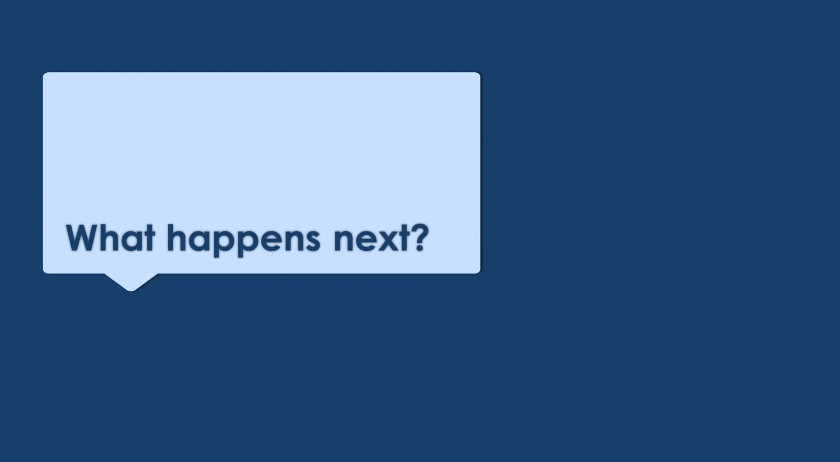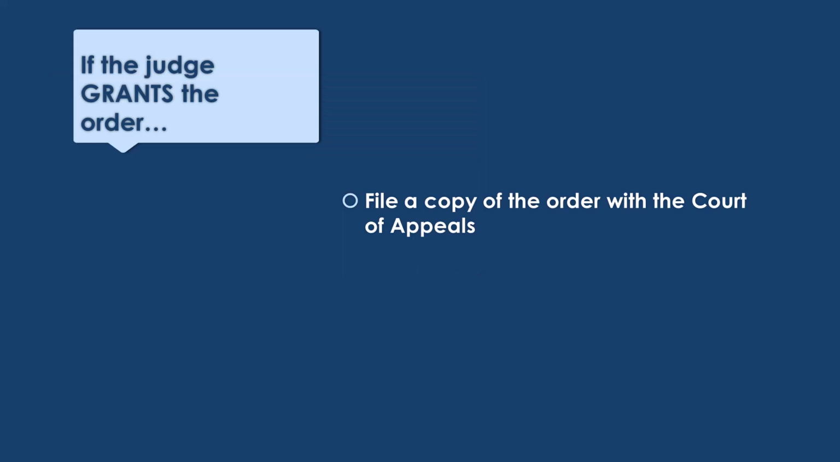Next, the judge will consider your request and make a decision. The judge will sign an order either granting or denying your request. If the judge grants your request, your next step is to file a copy of the order granting the fee waiver with the Court of Appeals. You are then ready to proceed with your appeal.